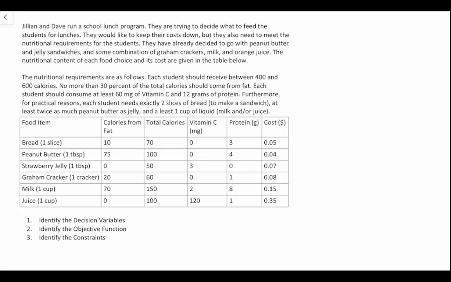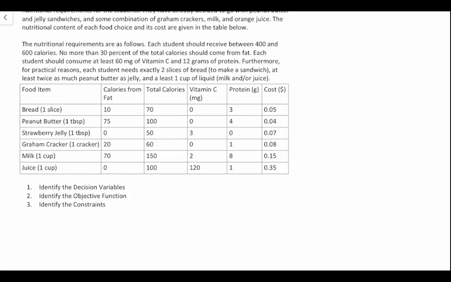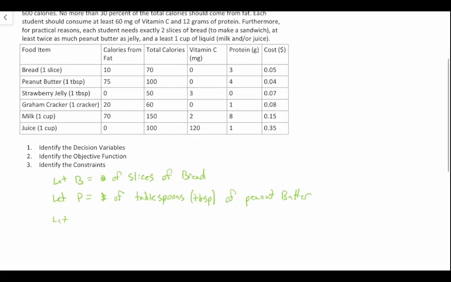So our first question here is to identify the decision variables. So let's go ahead and identify our decision variables. Let B equal the number of slices of bread. Let P equal the number of tablespoons (TBSP) of peanut butter. Let S equal the number of tablespoons (TBSP) of strawberry jelly.